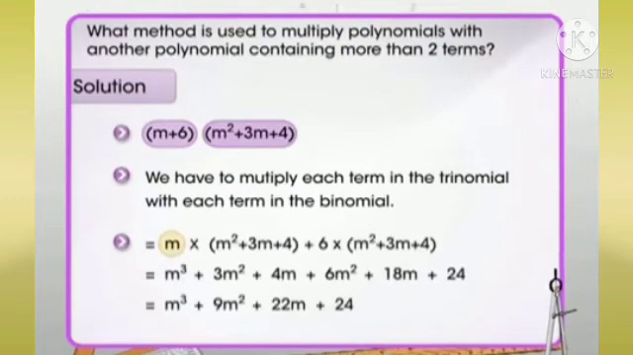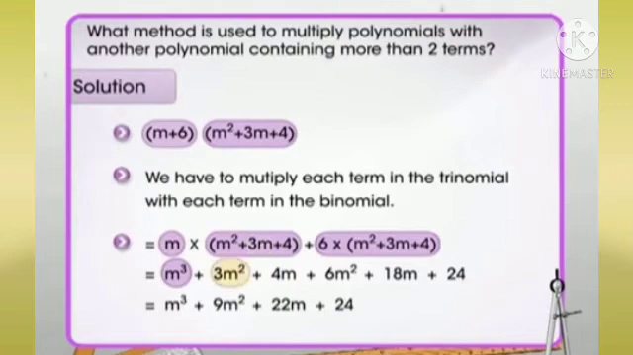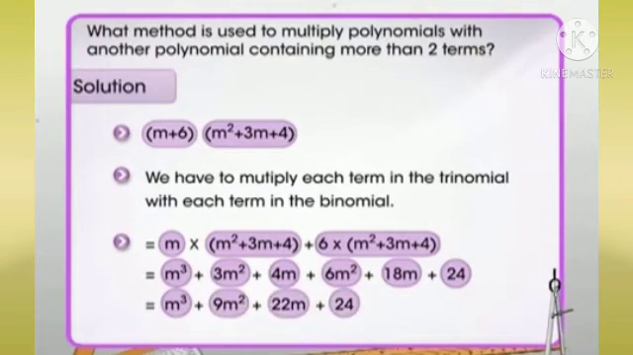That is, m into (m square plus 3m plus 4) plus 6 into (m square plus 3m plus 4). Now, m into m square is m cube, and m into 3m is 3m square, and m into 4 is 4m, right? Continuing with the second term, we get m cube plus 3m square plus 4m plus 6m square plus 18m plus 24, which equals m cube plus 9m square plus 22m plus 24. Notice that the like terms have been combined.